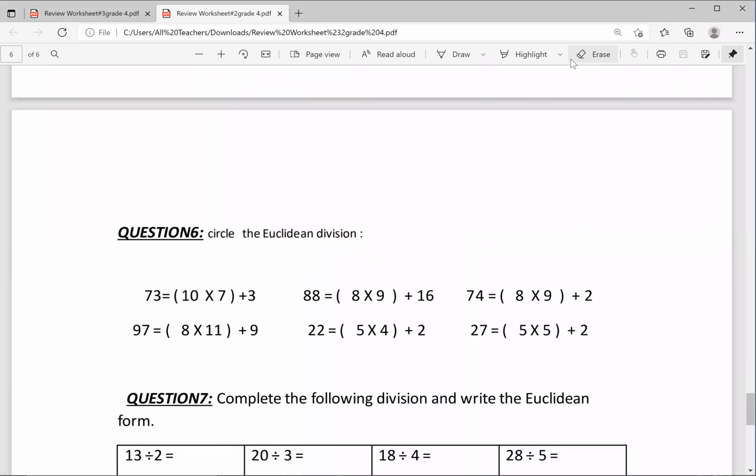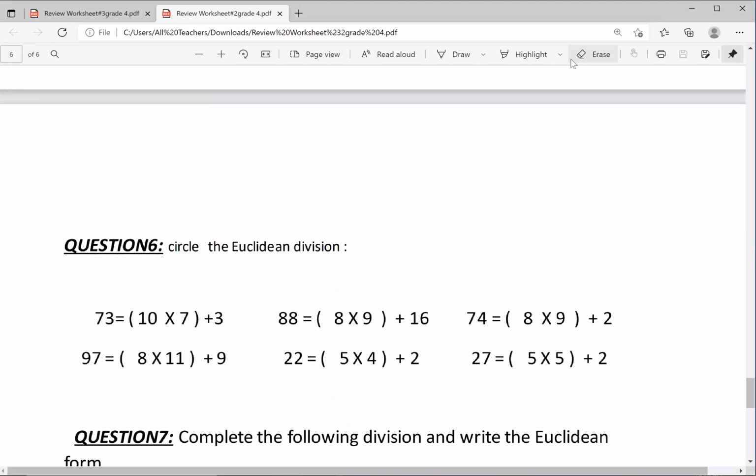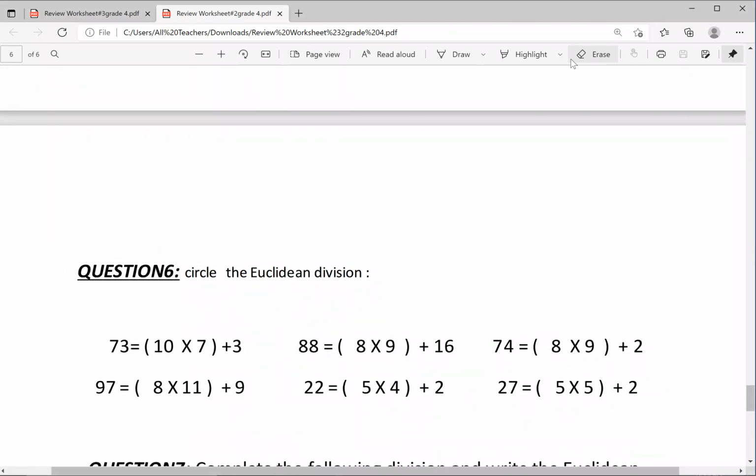Now, question number 7, we need to circle the correct Euclidean division. So you may write a lot of Euclidean divisions, but you have to check if it's true. How do you check? 10 times 7 is 70, plus 3 is 73. So it works out, but you need to check if the 3 is less than one of those two. So 3 is less than 7 and less than 10, so that's correct.